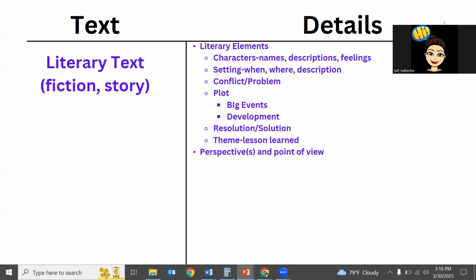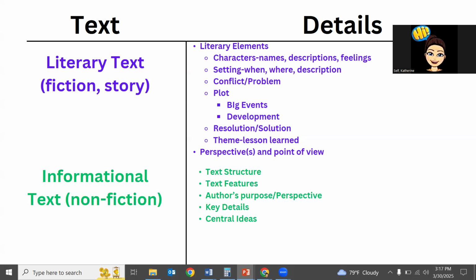What point of view is it being told from? Is it first person, someone actually in the story? Is it third person, someone outside of the story that has a bird's eye view, if you will, of the characters and their thoughts and feelings and actions throughout? And then we look at the theme, which is that final piece. How can we take all of our literary elements and put it together to determine the lesson the author is trying to show us throughout the story?